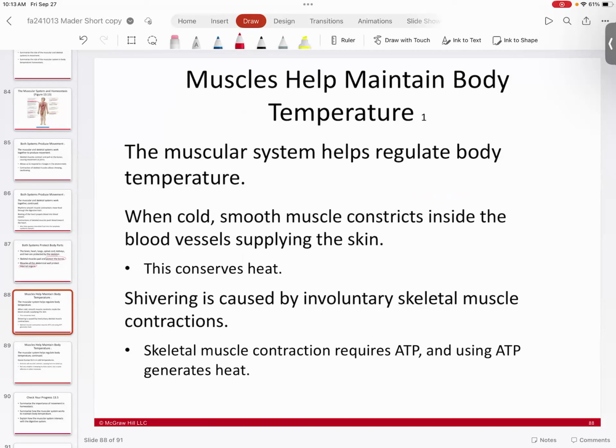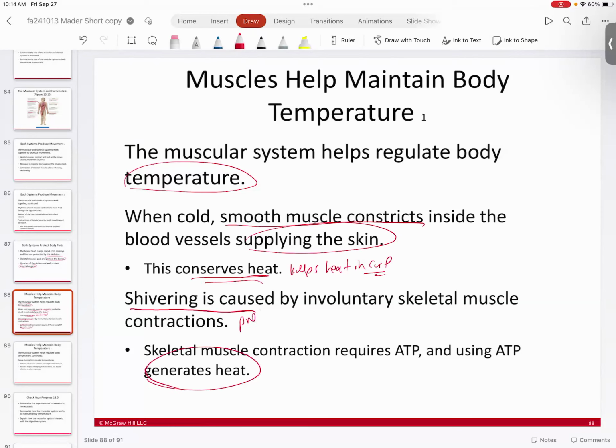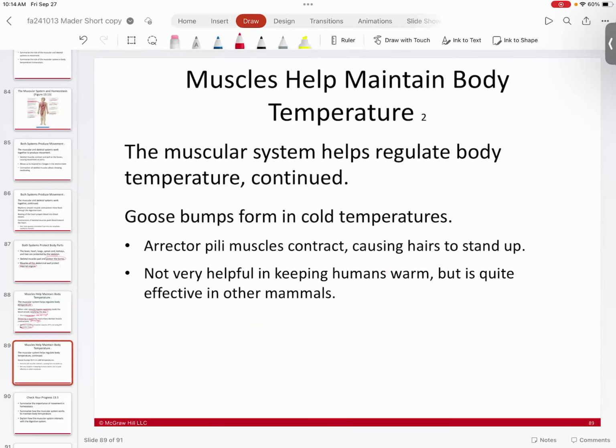It is also a huge component of body temperature regulation. For instance, when you get too cold, your smooth muscles will constrict inside the blood vessels supplying the skin. This conserves heat and keeps the heat in the core. Also, your skeletal muscles will start to contract and you'll start shivering. What are you trying to do? You're trying to produce heat. Remember we said before, the skeletal muscles are the heat generators. The reason you shiver when you're cold is because you're trying to increase your body temperature.